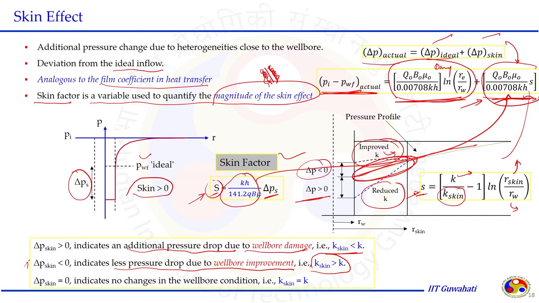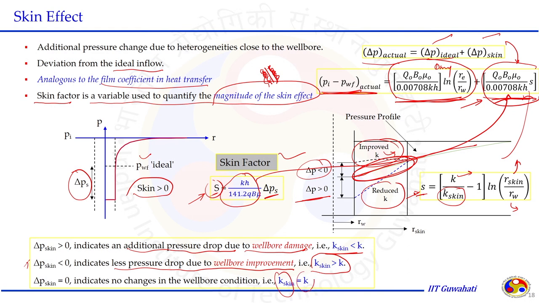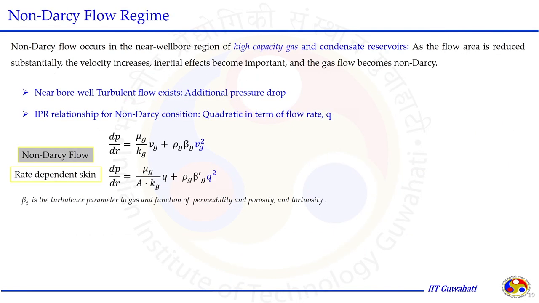And in the situation when the permeability away from the wellbore and near the wellbore are the same, K skin is equal to K, which means no additional pressure drop is happening and this term can be dropped. We have only the flow through the Darcy law conditions. So the skin effect is important to account for in the expression.